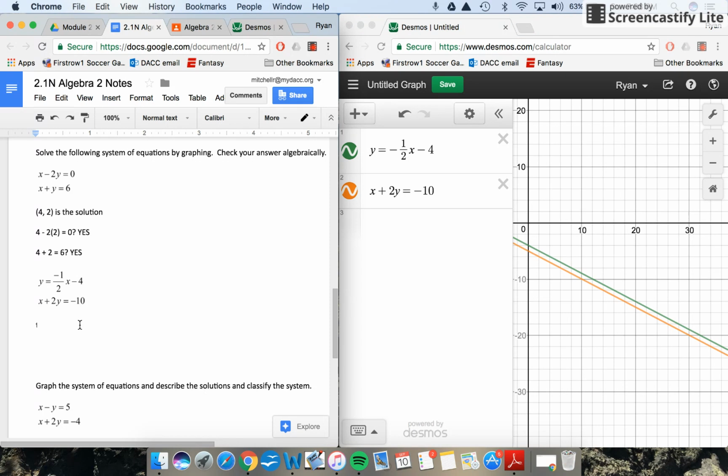So let's make a note. We have two parallel lines here. Since they never intersect, this means there is no solution to the system. With two parallel lines, I'm going to put this to represent that this implies that there is no solution to the system.